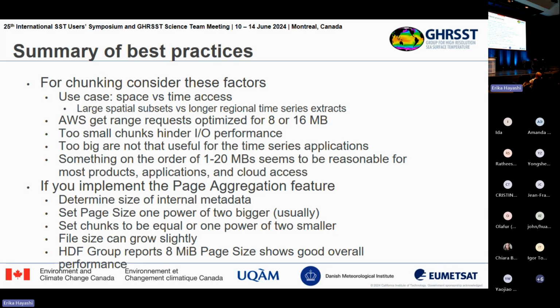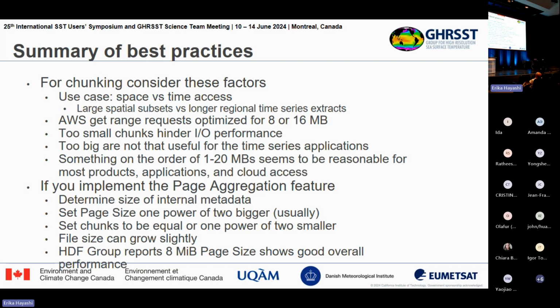And you know, if they're too big, they're not that useful for the time series application use case. My personal opinion is that something on the order of 1 to 20 megabytes is a good compromise for meeting the needs of these two use cases, as well as being in line with this 8 to 16 megabyte optimum GET range request for AWS once the granules are in AWS. Okay, that's all I wanted to say about chunking.